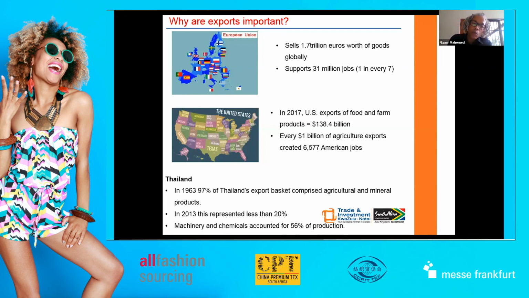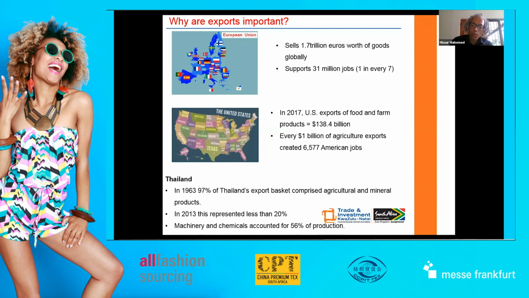But we also, when we look at countries like Thailand, see that, for instance, in 1963, 97% of Thailand's export basket comprised agricultural and mineral products, whereas in 2013, that represented less than 20% of the export basket, and the bulk of Thailand's exports now is in chemicals and machinery.